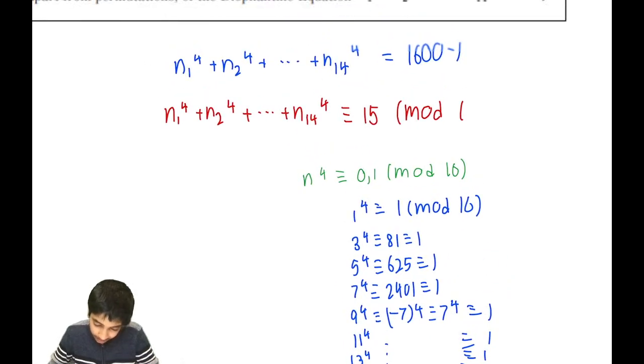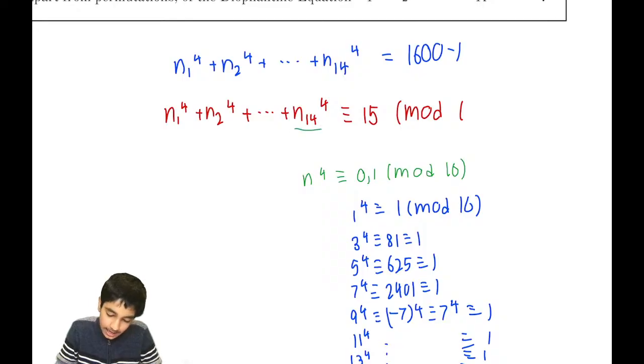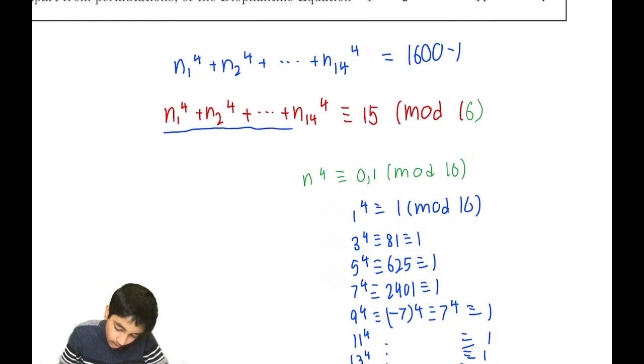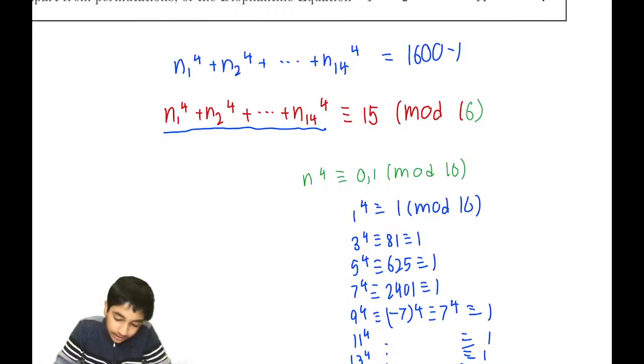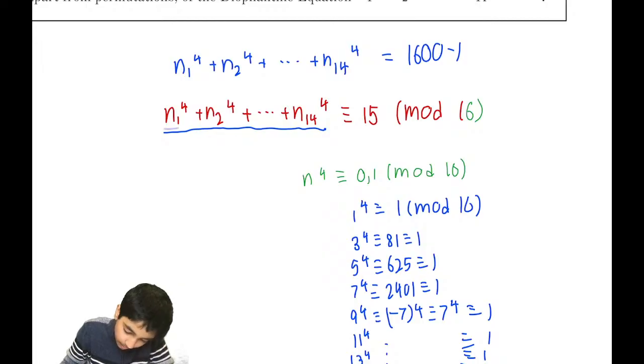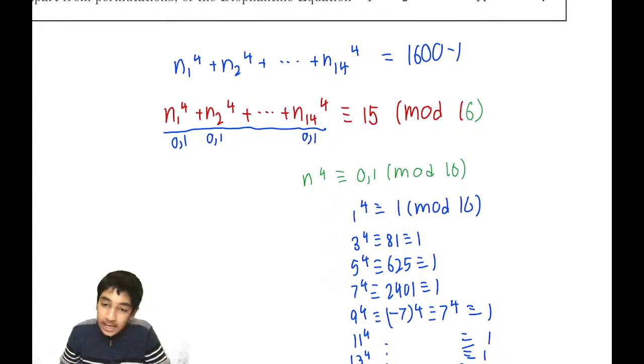Therefore, we see that n to the power 4 is always 0 or 1 mod 16, meaning that the sum of n1 to the power 4, n2 to the power 4, all the way to n14 to the power 4 is going to be some number between 0 and 14 mod 16. Basically, the maximum possible value of this sum is 14 mod 16. So 14 mod 16 can never equal 15 mod 16. Each of the terms on the left-hand side will be 0 or 1 mod 16, so all 14 terms will sum to some number between 0 and 14 mod 16.